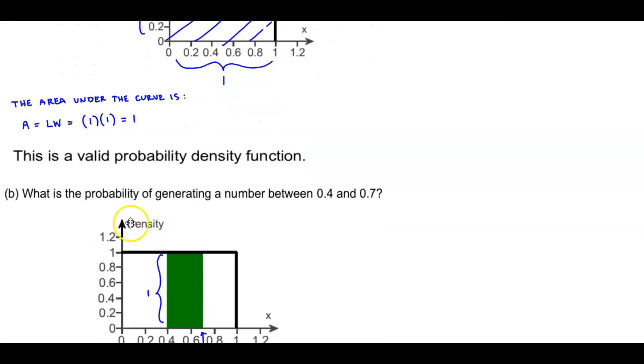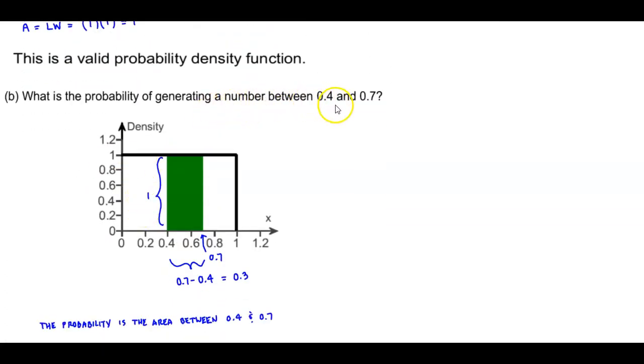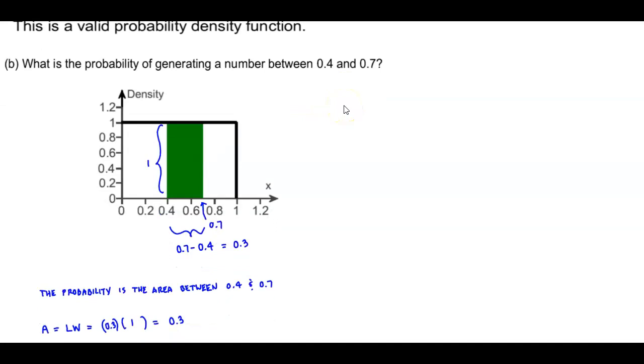Okay, the next question says, what is the probability of generating a number between 0.4 and 0.7? So using this valid density function, we can see that we want to create this rectangle. And this rectangle is what's inside this density function because we want to look at the values between 0.4 and 0.7. So that tells us what the length of this rectangle is. The length is to take 0.7 and subtract 0.4, which gives us 0.3. And we can see that the width is 1.